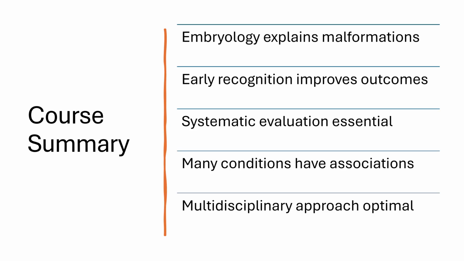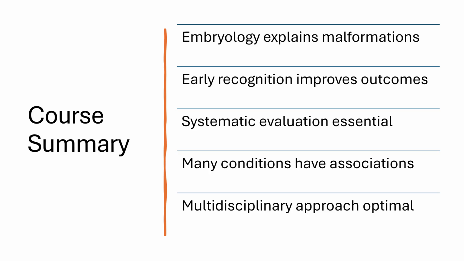The power of embryology to explain malformations represents perhaps our most important conceptual insight. When you understand that the 4th through 6th weeks of embryonic development establish the foundation for the entire musculoskeletal system, you begin to appreciate why disruptions during this narrow window create such profound and lasting consequences. This knowledge transforms your approach from simply describing what you observe to understanding why these abnormalities developed and how they're likely to behave over time.